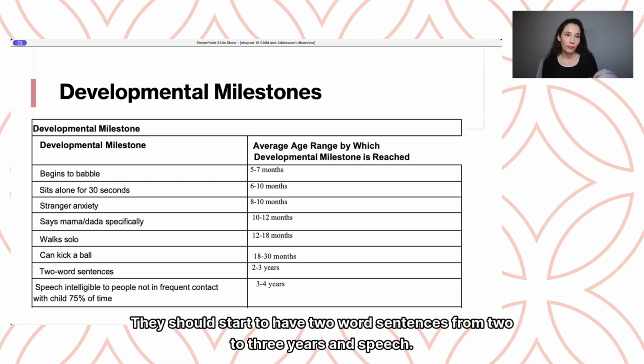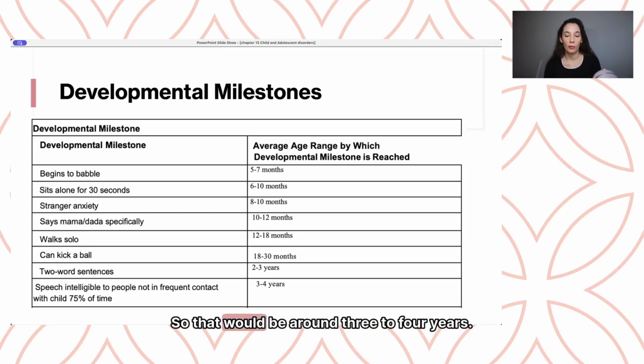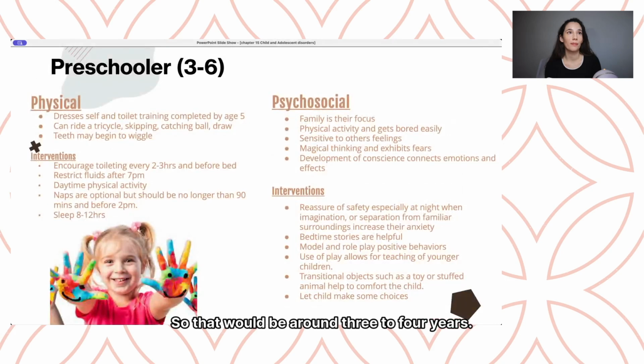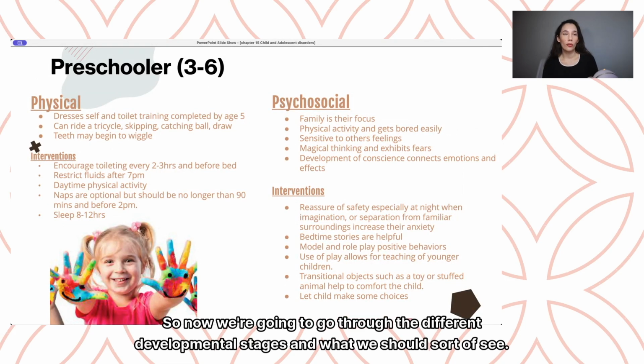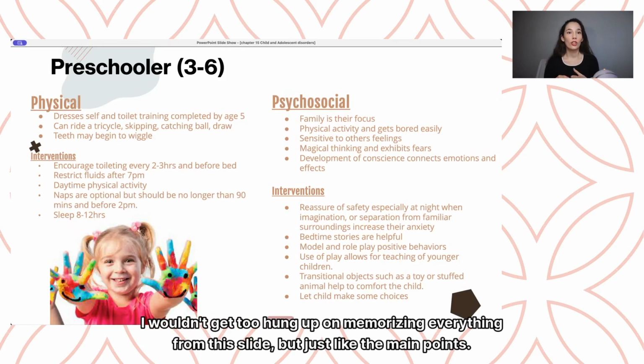And speech intelligible to people not in frequent contact with the child 75% of the time. So that would be around 3 to 4 years. So now we're going to go through the different developmental stages and what we should sort of see. I wouldn't get too hung up on memorizing everything from this slide, but just the main points.